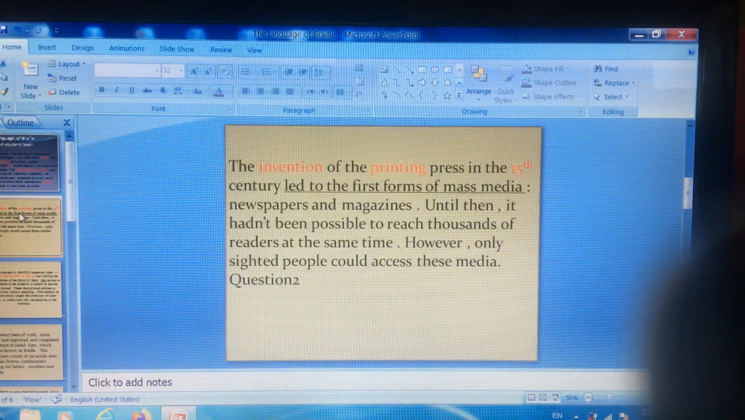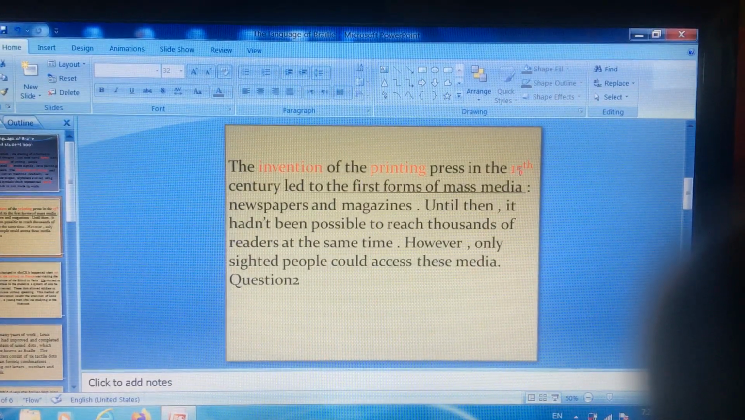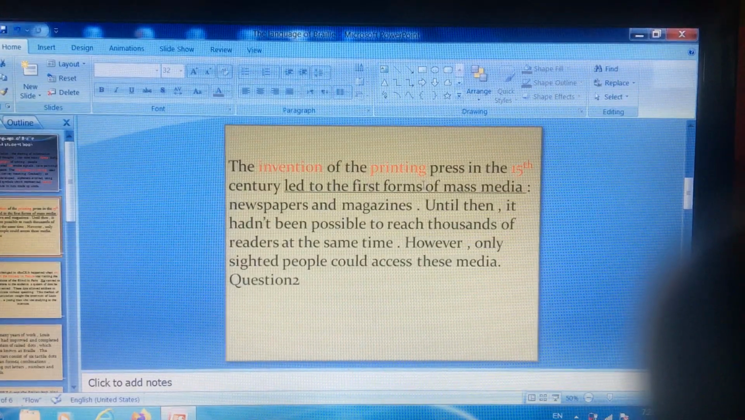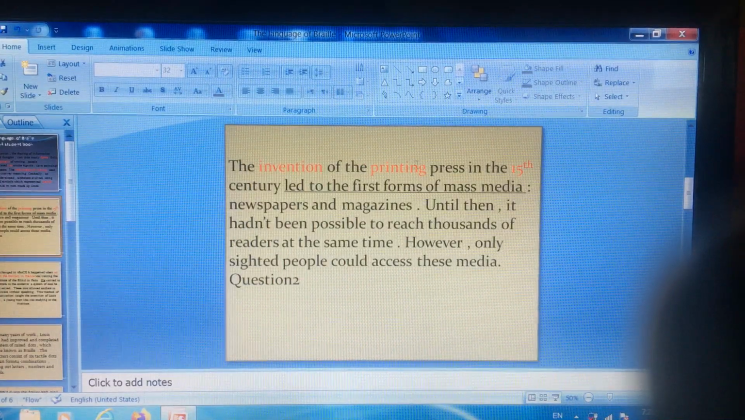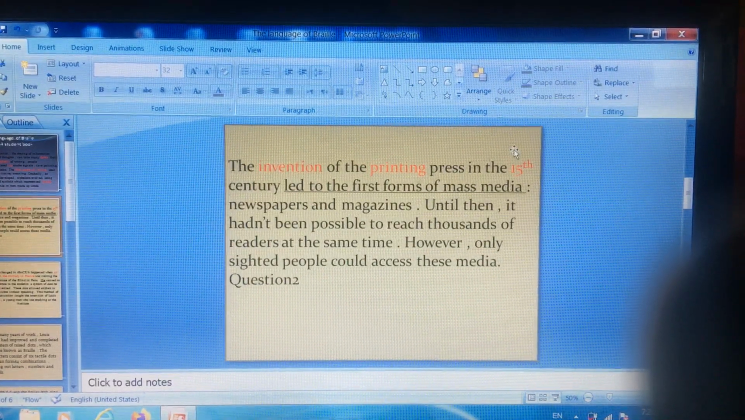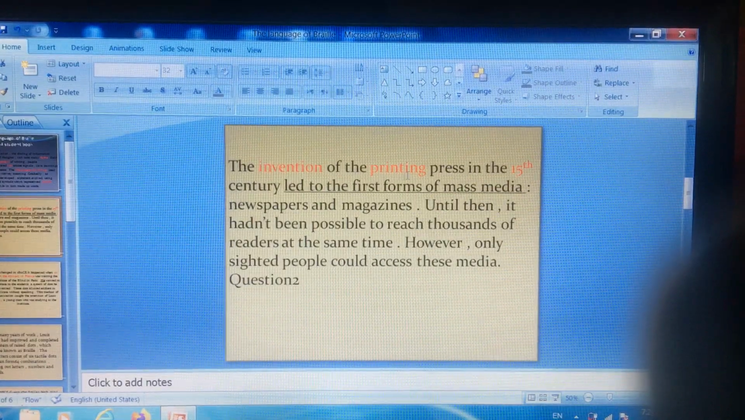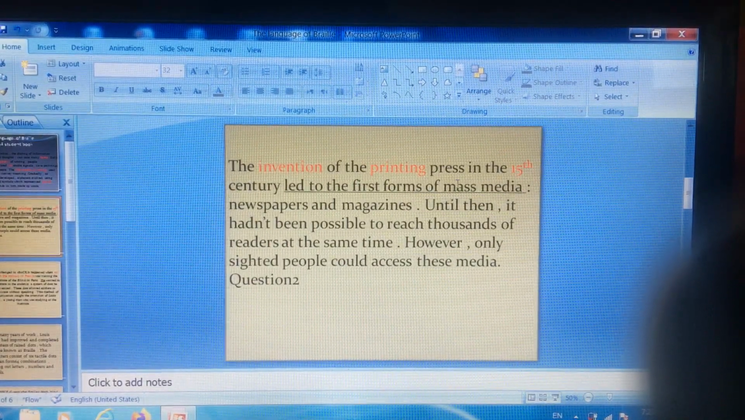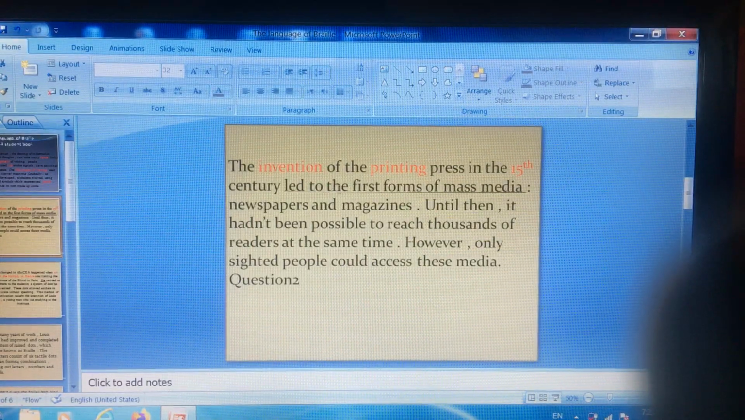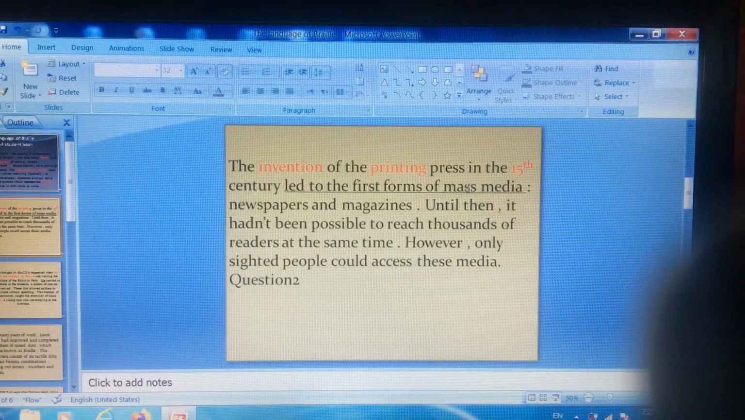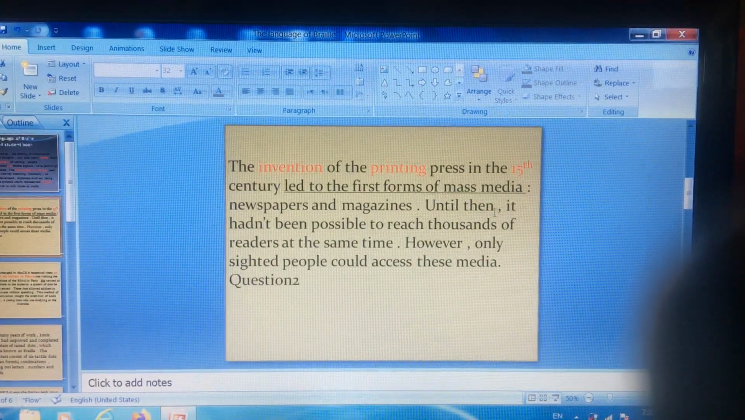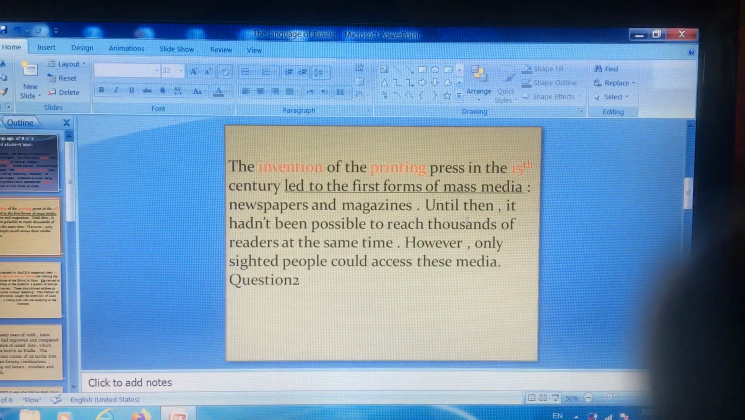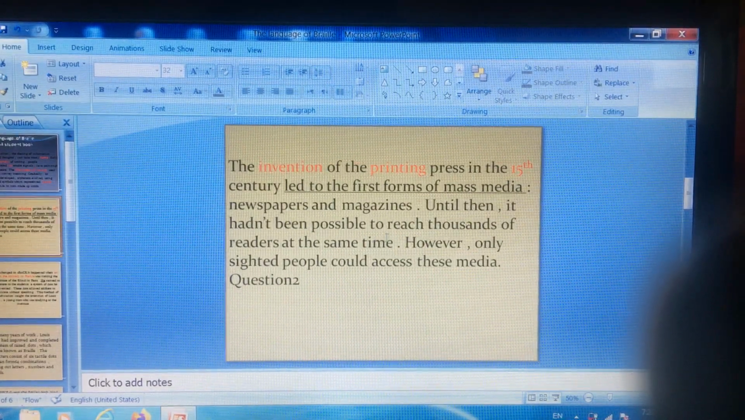Now, the invention of the printing press in the 15th century led to the first forms of mass media. الآن لاختراع الطباعة الصحفية في القرن الخامس عشر led to the first forms of mass media، هو أهم شيء ساعد أو قاد إلى تشكيلات الصحافة مثل newspapers and magazines. Until then, it hadn't been possible to reach thousands of readers at the same time.